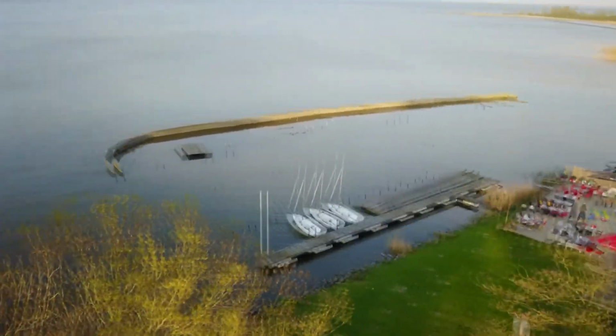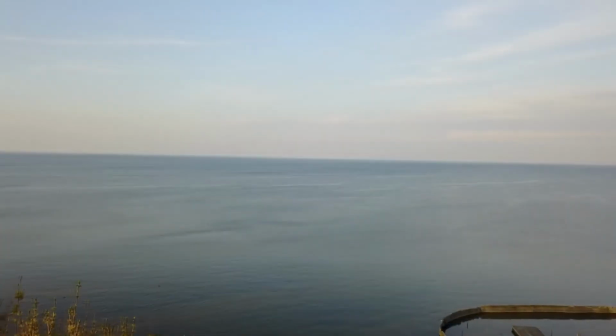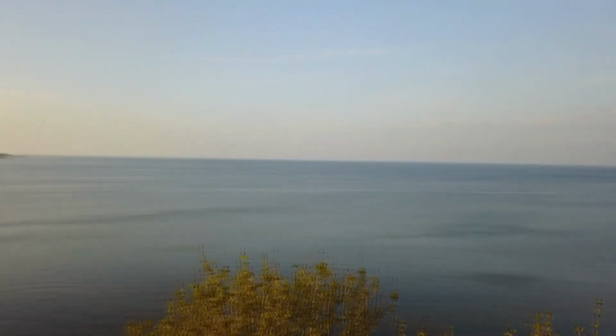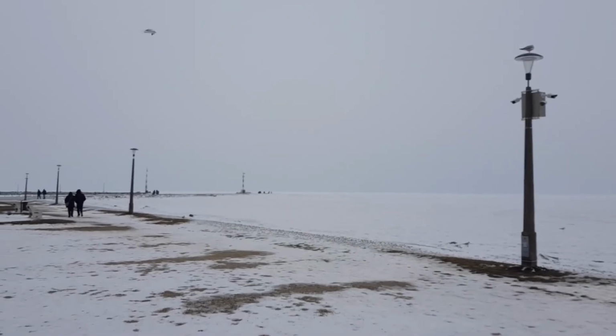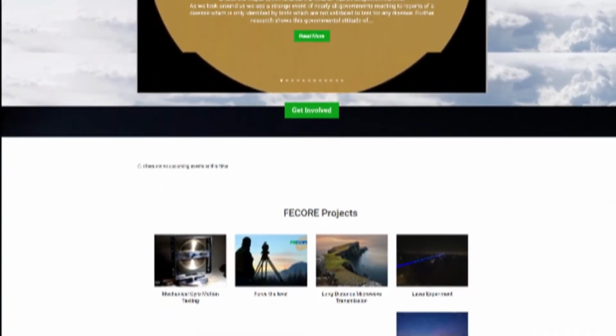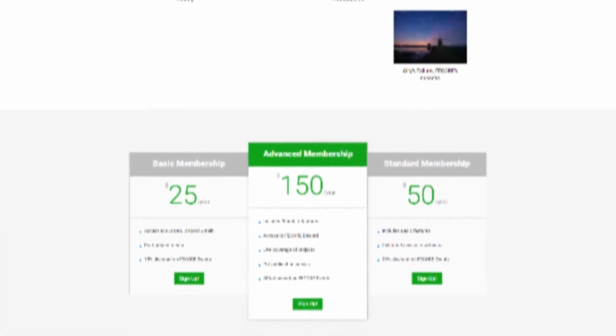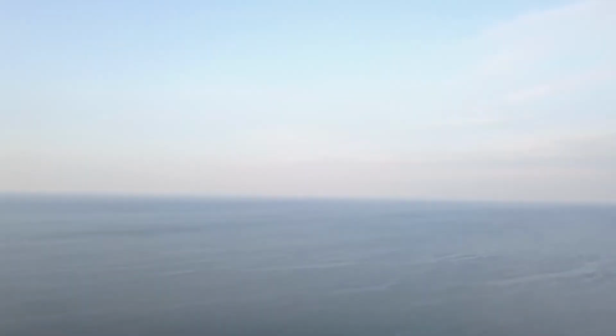FECORE has made new and meaningful discoveries with its very first project, establishing an enormous amount of missing predicted convexity on both lakes. Thanks to the support of all FECORE subscribers and project participants, a great addition to the body of scientific knowledge has been made.